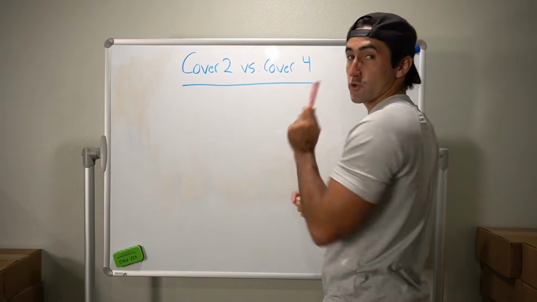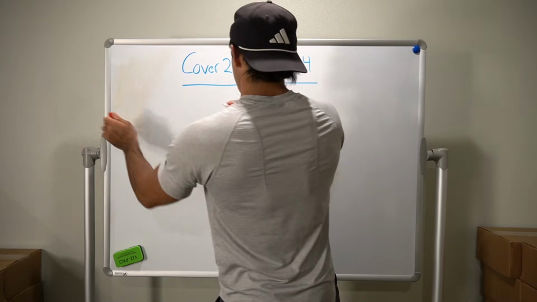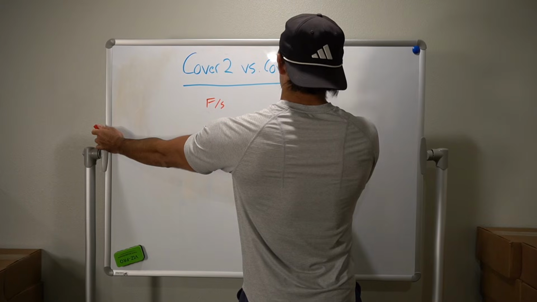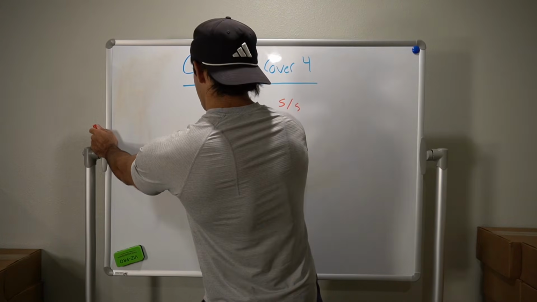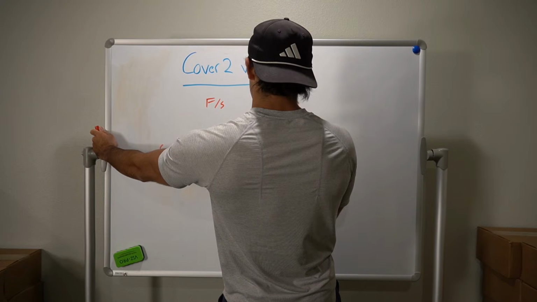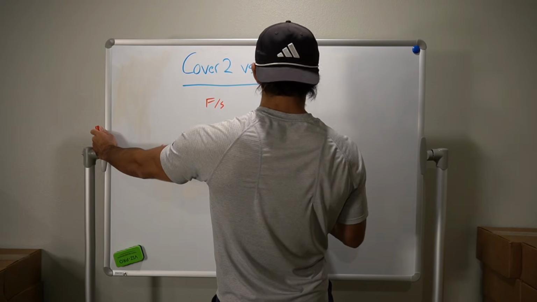So obviously cover 2 and cover 4, those are both two high safety defenses, right? So I'm going to draw those up right here on this whiteboard. So you got a free safety over here, you got a strong safety over here, you have corners on the outside, and what we're going to say is this is a 4-3 cover 4. So we got 4 down linemen and then 3 linebackers, right?